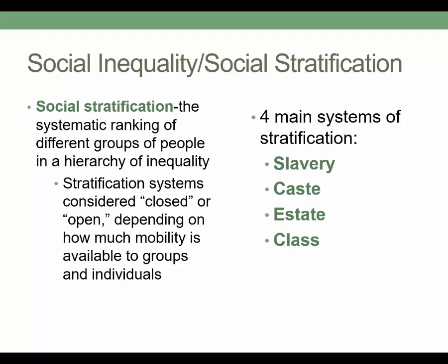Social stratification systems are the direct contributor to social stratification. So it is the systematic ranking of different groups of people in a hierarchy of inequality. I always encourage students to think about this as a ladder, and at the top of the ladder there's all the good stuff, whether it's money, power, or prestige. So your ability to access that good stuff and how much of it you can grab is somewhat based on which rung of the ladder you are on. Are you on one of the bottom lower rungs, or are you on the top rungs?